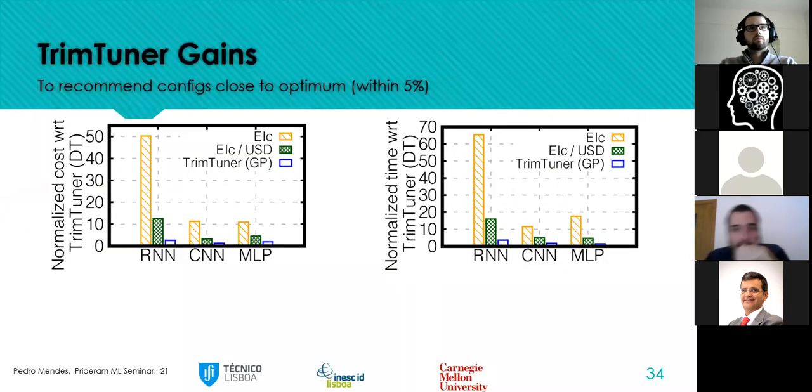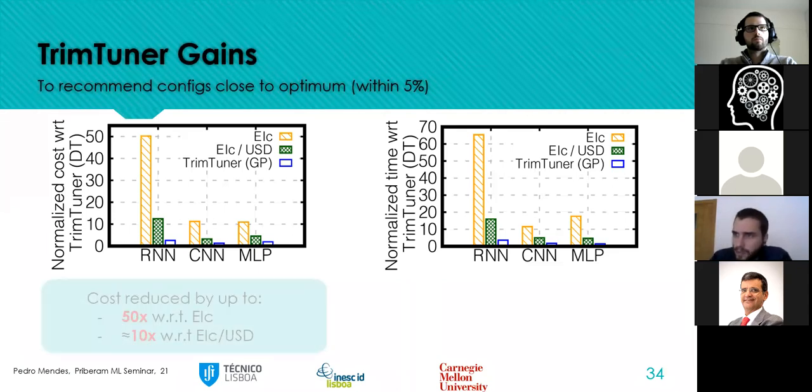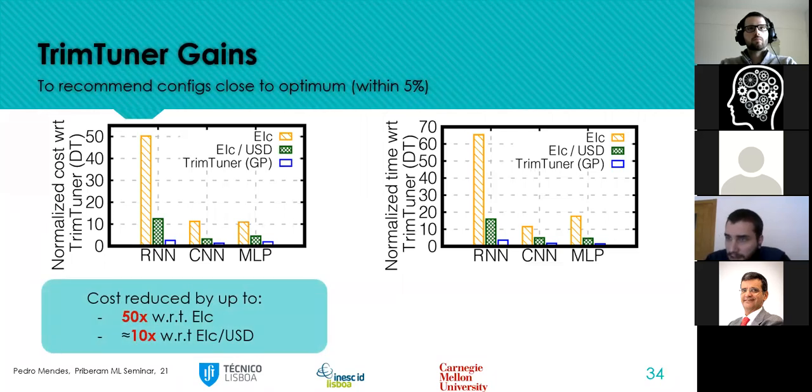And next, I'm going to present a different perspective of the results. Here we consider the costs and the time to recommend configurations that are close to the optimum, within a margin of 5%. And we see in this first plot that TrimTuner, when we use decision trees, can reduce the optimization cost by up to 50 times with respect to the EIC, and approximately 10 times when compared with the EIC per dollar.